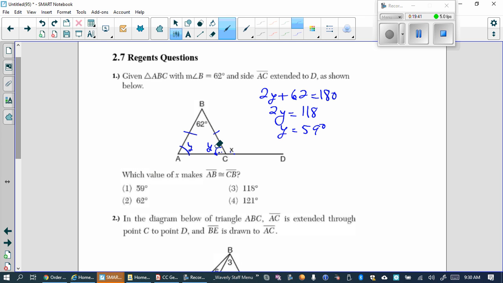So now x plus 59 has to add to what? It's just a straight line. What's x equal? There you go. Yeah, I thought it was 118. Well, do you follow how we got it?